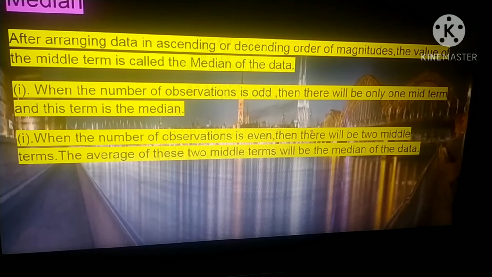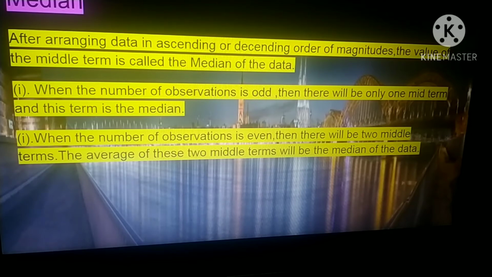Okay, what is median? After arranging data in ascending or descending order of magnitudes, the value of the middle term is called the median of the data. Here, what to do? First we have to arrange the given data either in ascending order or descending order. After that we have to take the middle term.